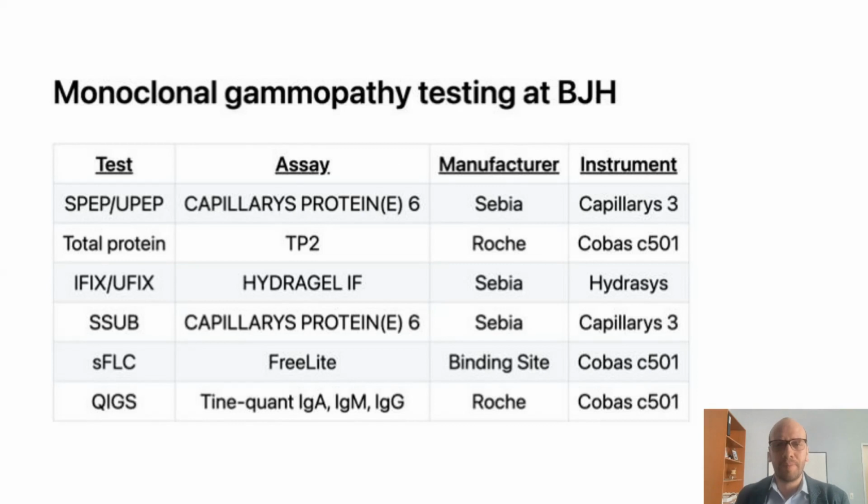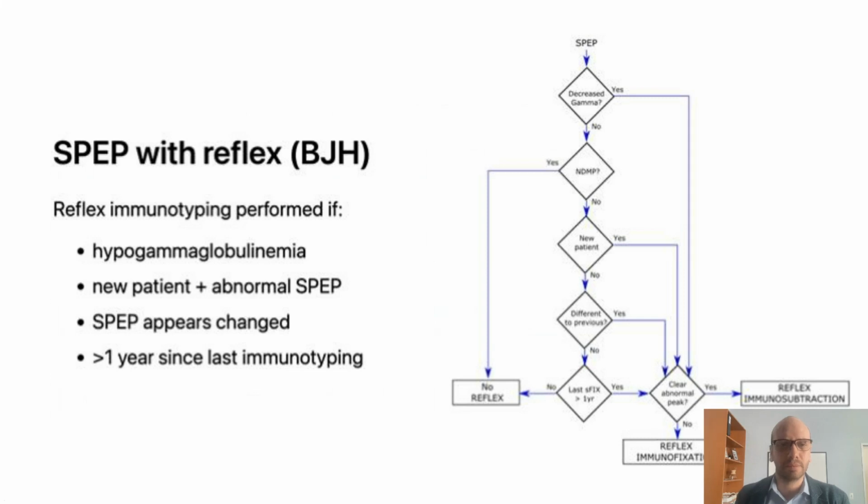To get a little more specific, these are the assays and instruments we utilize. For protein electrophoresis studies, we are mainly on the Sebia line of products, and we're doing our protein electrophoresis using capillary electrophoresis technology on the Capillaris 3 instrument. And our preferred orderable for our clinicians is called serum protein electrophoresis, SPEP, with reflex. And this is pretty consistent with the reflexive algorithm suggested by CAP.